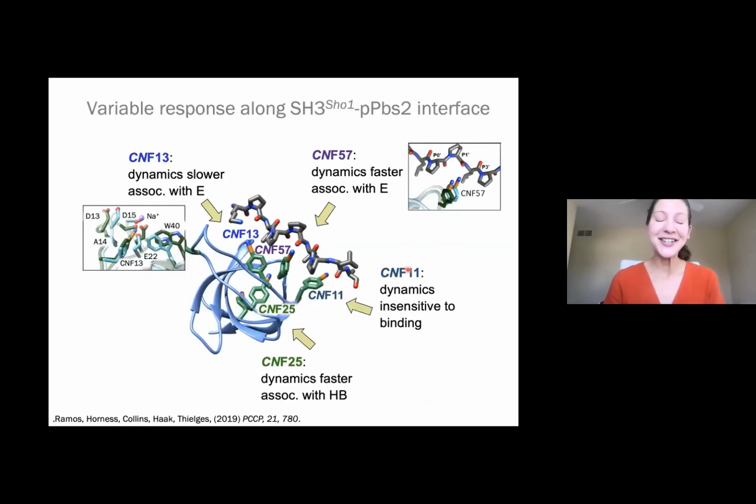But the gist of all this is that we were able to, for the first time, show site-specific dynamics throughout a protein and see how it responds to molecular recognition. Really, these two residues here and the core were more sensitive, although they appeared to be sensitive for different reasons.